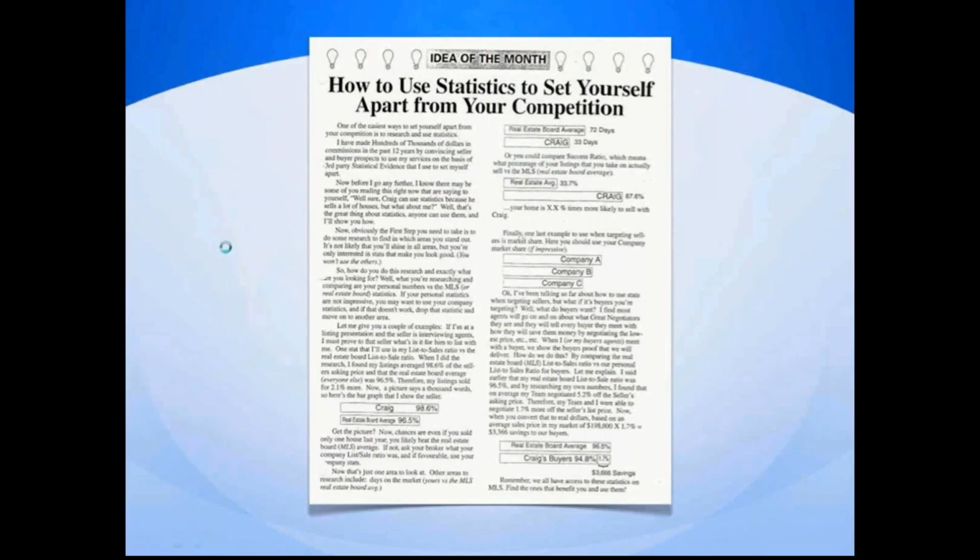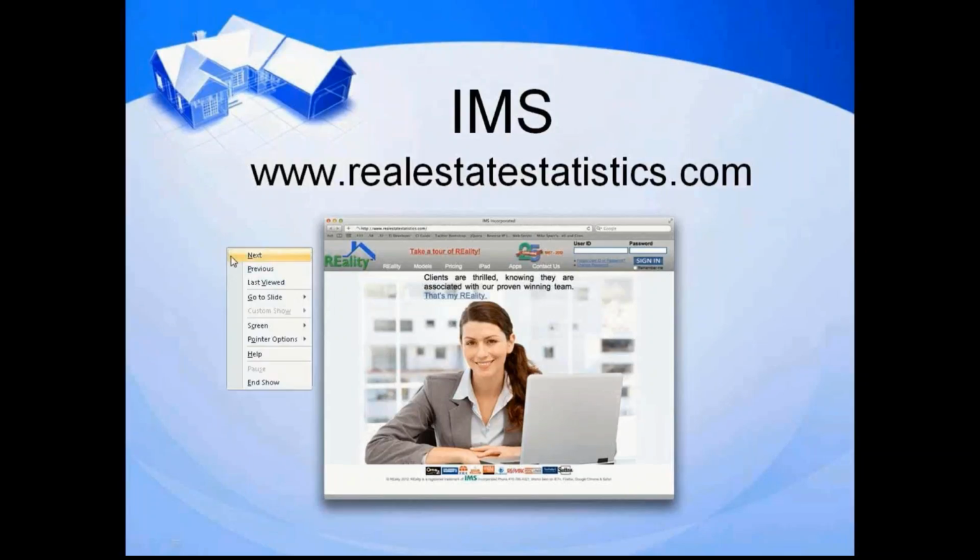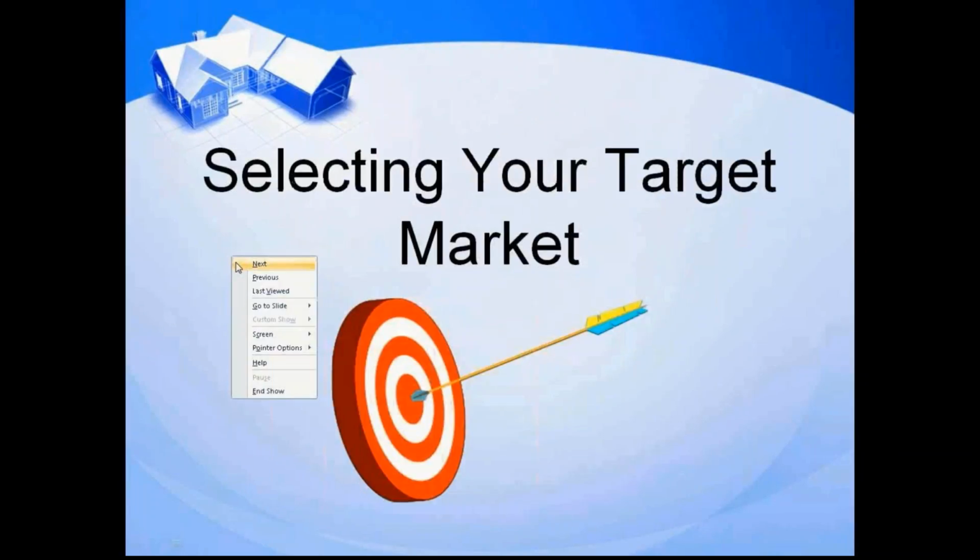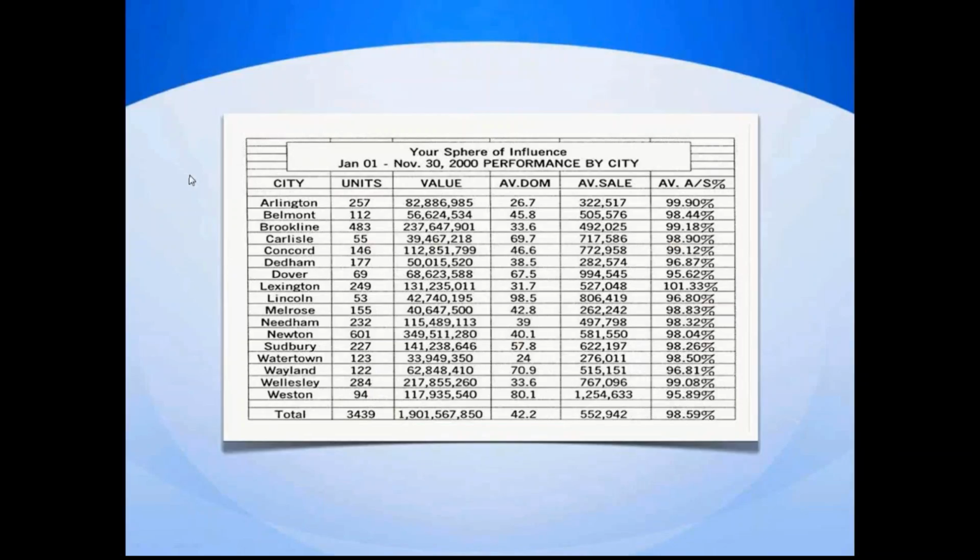Right, that one. Yeah. No, before that. That one. Okay, this one? Yes, and then the last one, it says AV.A. Okay, that's the list to sales ratio. So the city, the units, the value, of course, is the amount of real estate sold, average days in the market, average sales price, and the list to sales ratio.